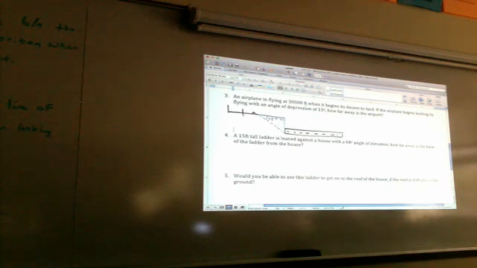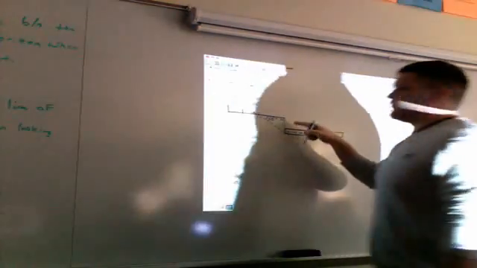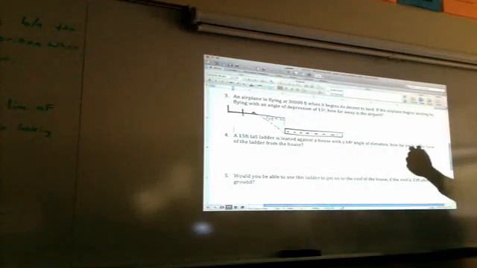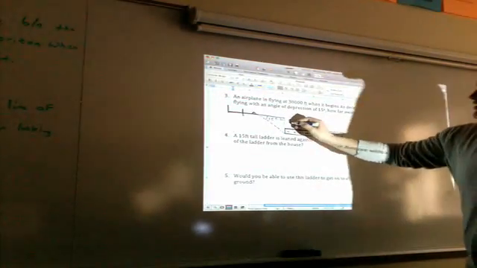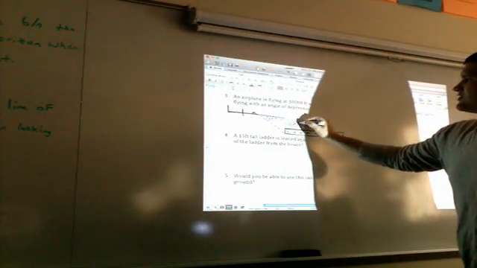Okay. Now, it says the plane is flying at 30,000 feet, right? Is that 30,000 feet a height or a distance? Height. Okay. So, is it a vertical line or a horizontal line? Vertical line. So this line here, this is where the 30,000 feet is.